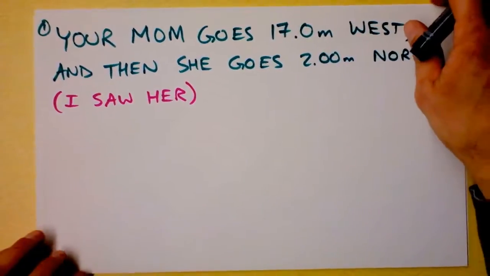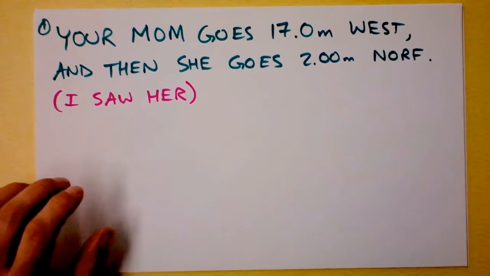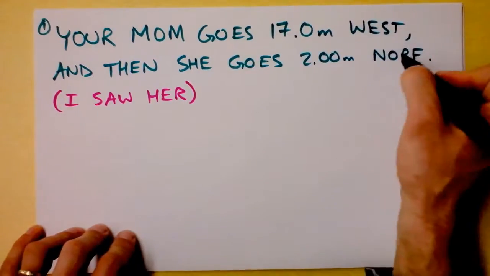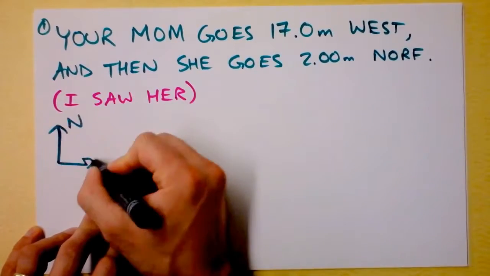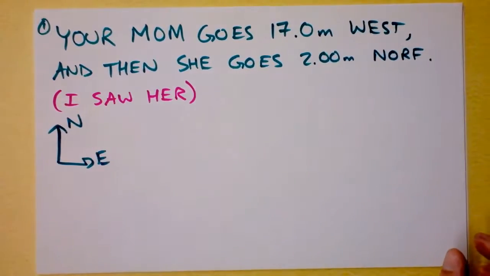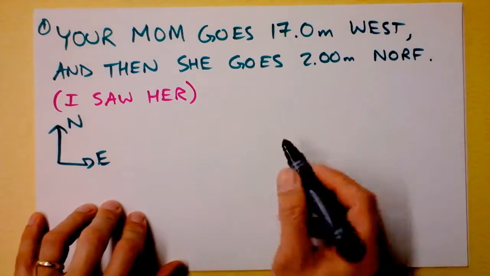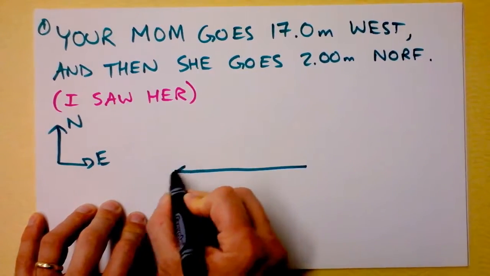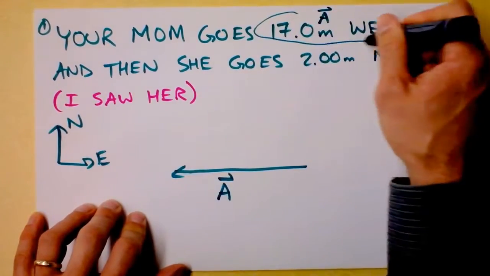Here's the first problem. Your mom goes 17.0 meters to the west, and then she goes 2.0 meters north. And I saw her do that, so I know it's true. Here's the first step. A coordinate system needs to show west and north, so I'm thinking I can do a standard coordinate system where I show north and east. One vector is supposed to be west, and it's supposed to be 17 meters. I don't have to scale this because I'm going to use math to solve the problem. That's the vector I'll call A.